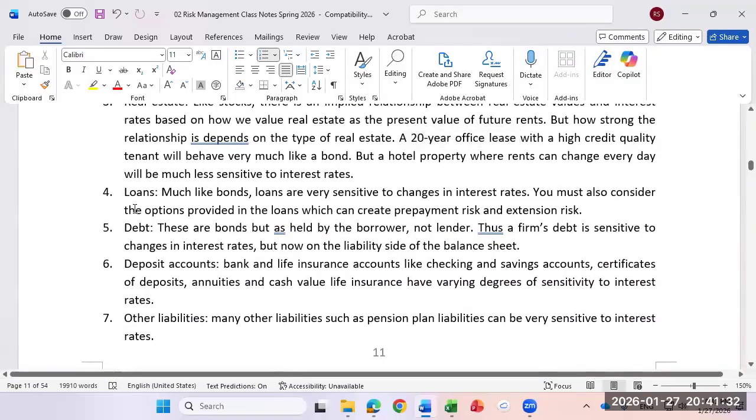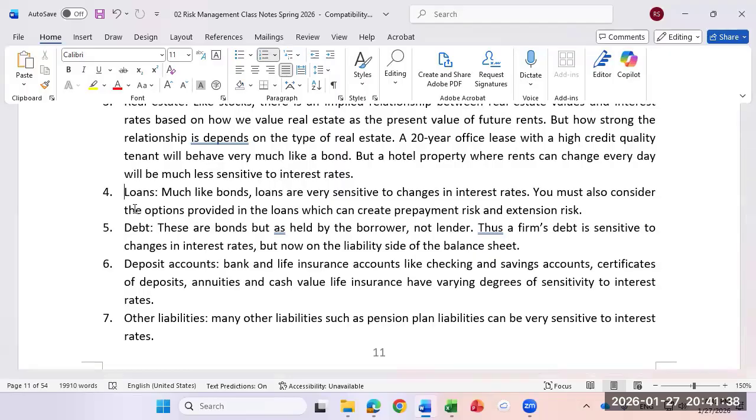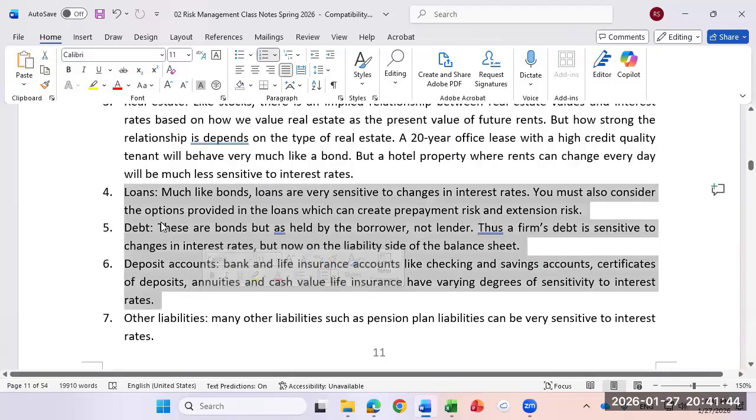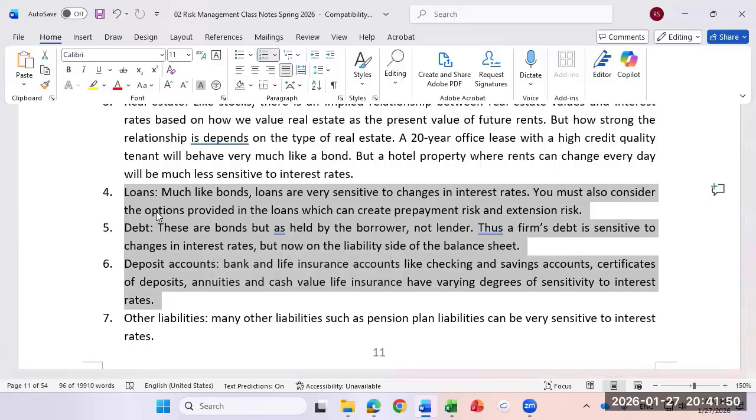Loans, which is just the opposite of bonds. With bonds, you're the investor; with loans, you're borrowing money. Loans are on the liability side. They're sensitive to interest rates. Loans and debt, deposit accounts, these are all interest rate sensitive, and banks have all of that stuff. So they have some interest rate risk. The interesting thing with a bank is they have interest rate sensitivity on both the asset and liability side, and they're both customers.